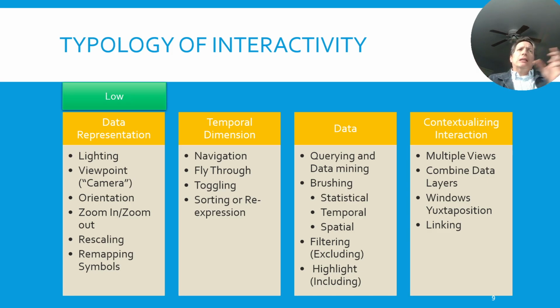Then when we think in the typology, usually when we interact with the data representation, the way that is presented to us, that's a really low level of interactivity. When we interact with dimensions on time, we can say that as a middle level of interactivity. And when we have interaction directly with the data and with the context, then we are going to have a high interaction.